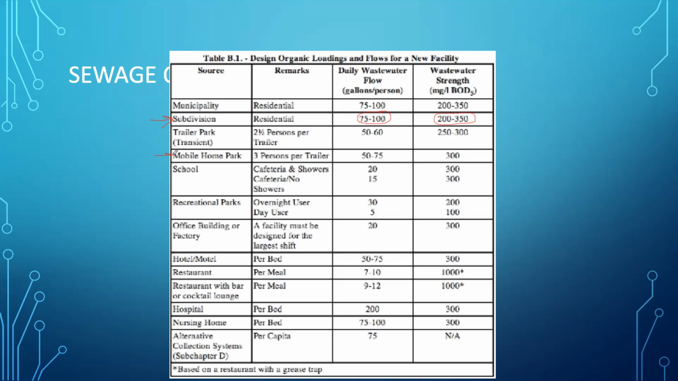Mobile homes, on the other hand, have quite a lower wastewater flow, but a higher strength. The lower flow, I suspect, is because if I've been in a mobile home, the restrooms aren't particularly accommodating, so you get in and out quick, so you don't lollygag. Schools, recreational parks, hotels, motels, holiday inns, and so forth are in this table.